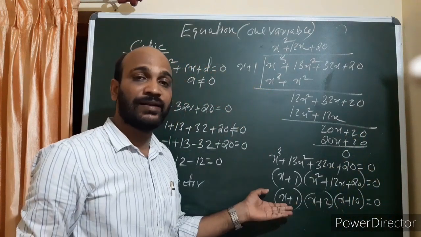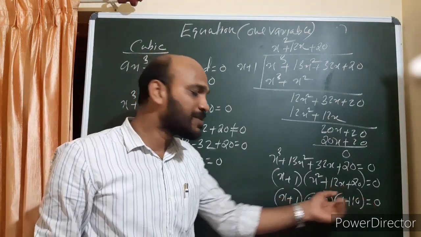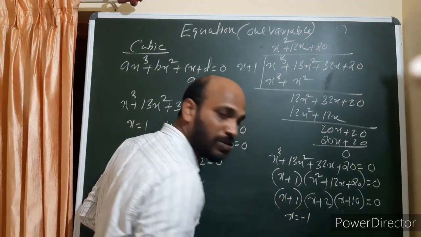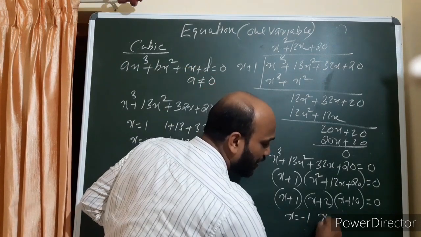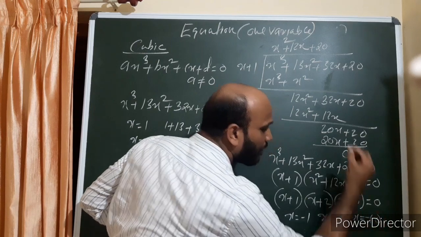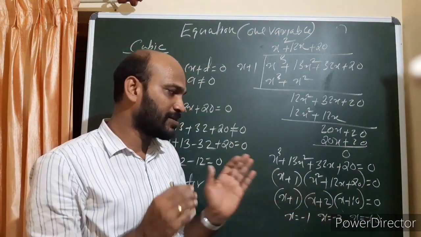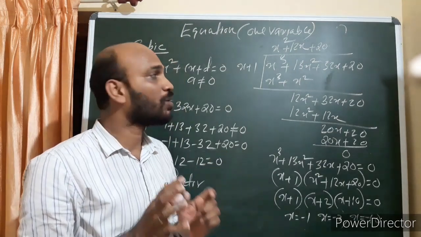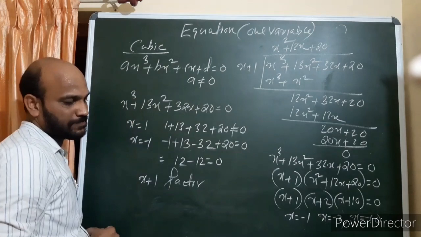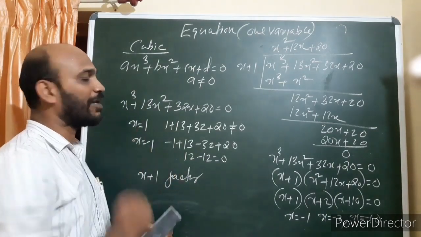Now we can find its roots very easily. This expression will be 0 when x equal to minus 1. So x equal to minus 1 is one solution. The second one is x equal to minus 2. And the third one is x equal to minus 10. x equal to minus 1, x equal to minus 2 and x equal to minus 10 are the three roots of this cubic equation.